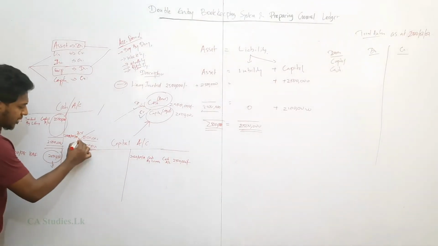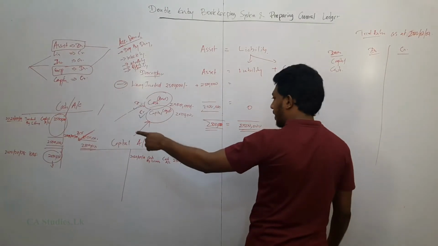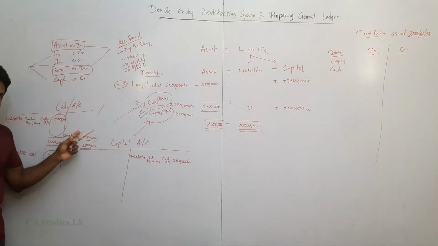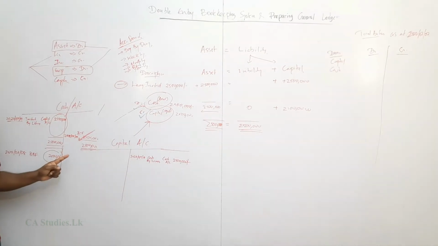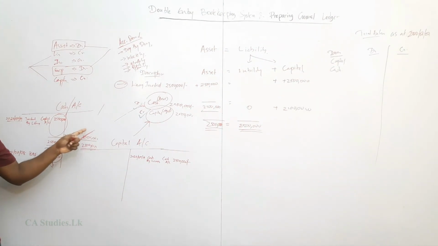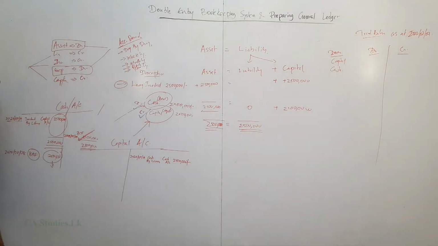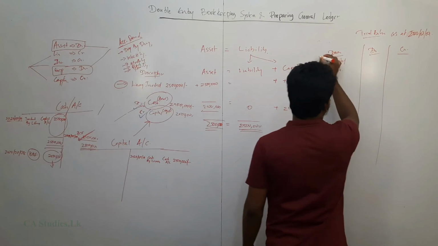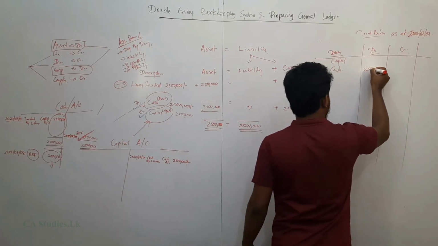2.5 million. Once you take this 2.5 million, put a tick. Actually it's a debit side balance, the debit side is higher. This is a carry forward. Always think about the brought forward: the brought forward balance will be on the debit side. So the debit side cash is 2.5 million. This is the trial balance.